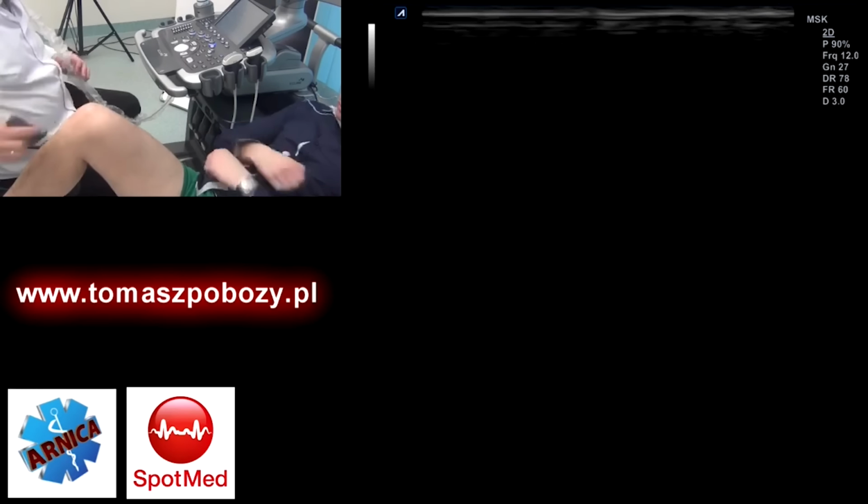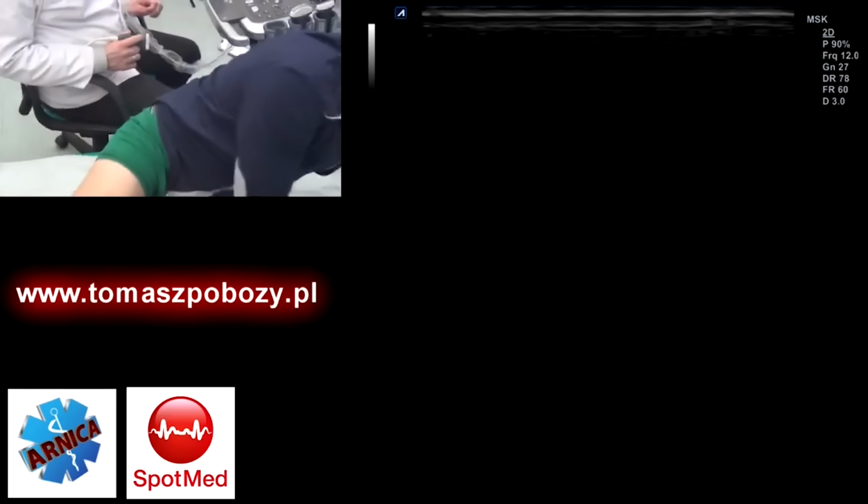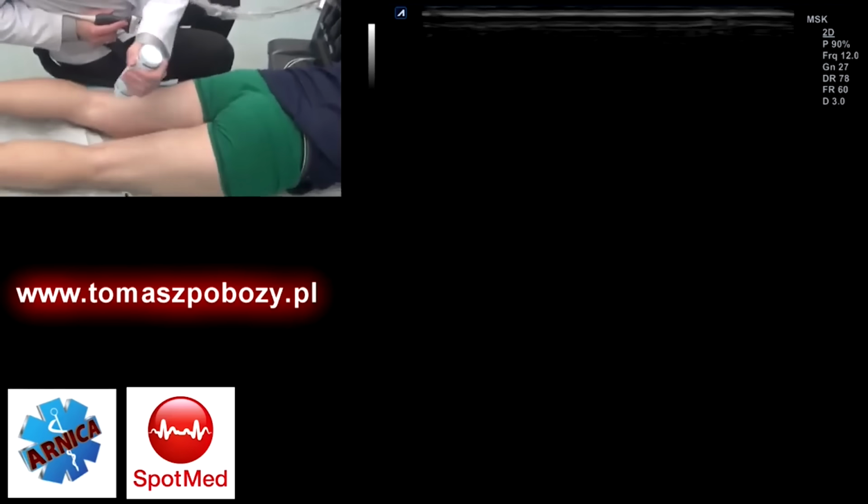Similarly, on the lateral side, we evaluate the cartilage of the lateral condyle. It can also be viewed in transverse and longitudinal planes and measured if needed.